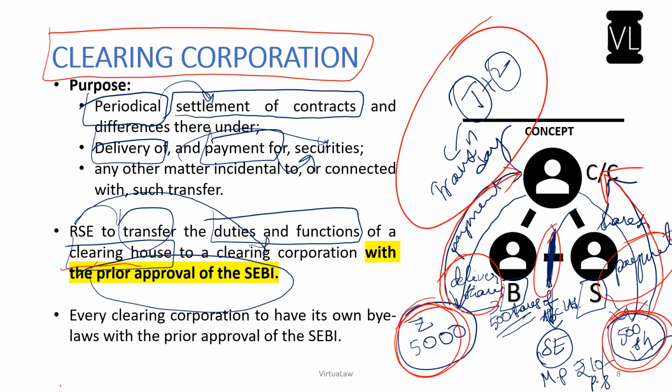right? And such a clearing corporation will have its own bylaws and all with the approval of the SEBI. So this is the basic concept of a clearing corporation, right? So with this, let us try to conclude here the concepts of stock exchange and clearing corporation. Once you are thorough with this basic understanding of the securities market, stock exchanges and the clearing corporation, only then you will understand the rest of the provisions under this particular Securities Contract Regulation Act. So part 2 will continue from this slide. The rest of the slides will be dealt with under part 2 of the Securities Contract Regulation Act.